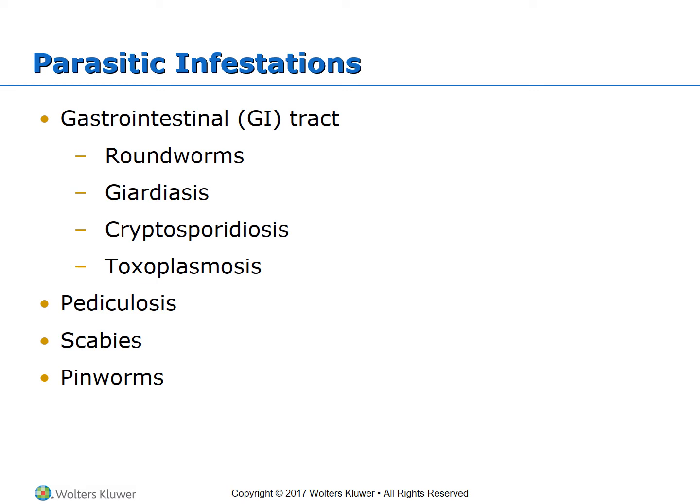Cryptosporidiosis can affect all ages, including infants, children, and adults. Giardia and cryptosporidiosis are parasites. Toxoplasmosis is caused by infected cat or dog feces, from cat litter or ground soil.